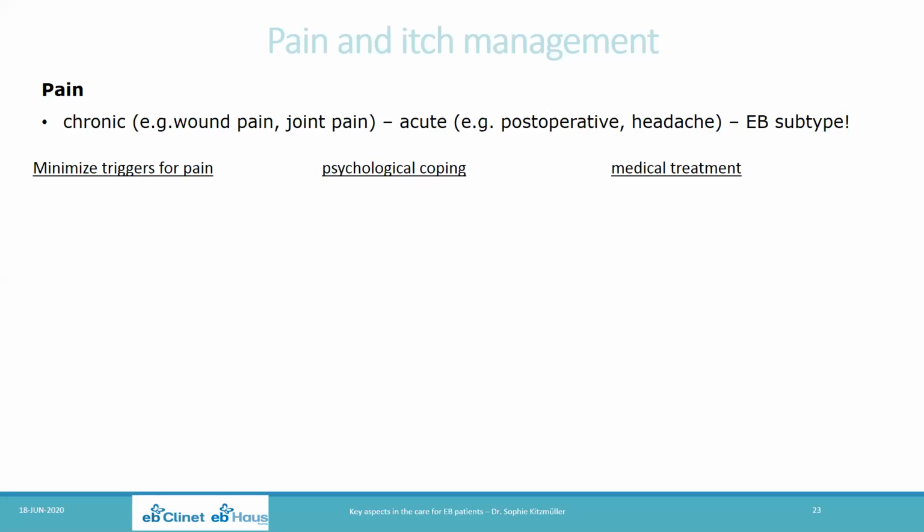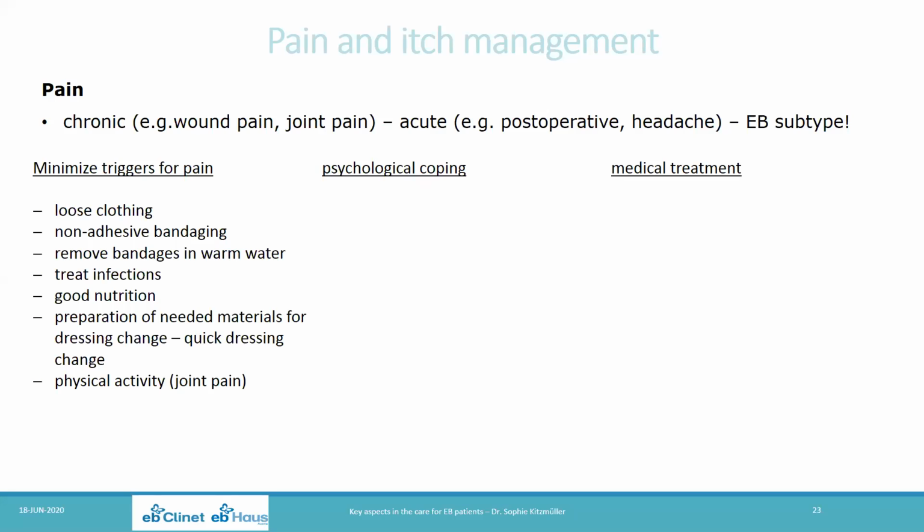So the first thing you want to do is minimize any trigger for pain. And this you do with wearing loose clothing. A very tight jean will put friction on your skin, will damage your skin, and will worsen your condition. As said before, always use non-adhesive bandaging because this makes the dressing change much easier. Also, remove bandages in warm water. Always treat infected wounds. Infected wounds hurt more, don't heal, so they stay longer. Again, the longer the wound, the longer the pain.